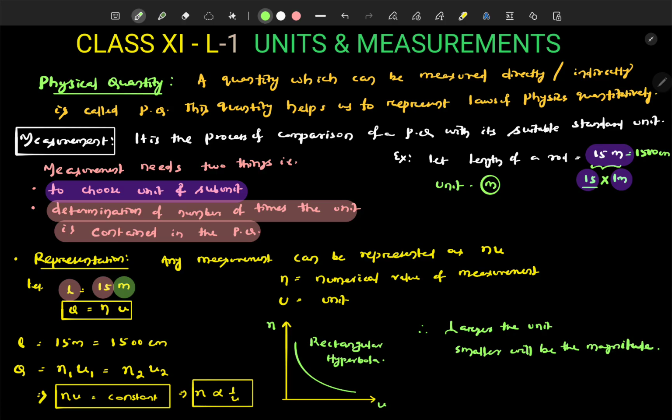I hope it is clear to all of you. Yes. Next we come to the question part. Based upon this Q is equal to nU portion, let us solve some questions. The first question is, which one is greater? You have to tell the answer.